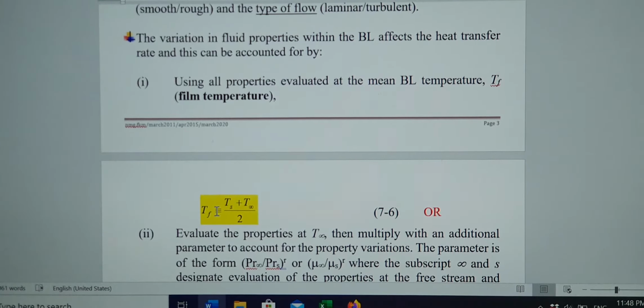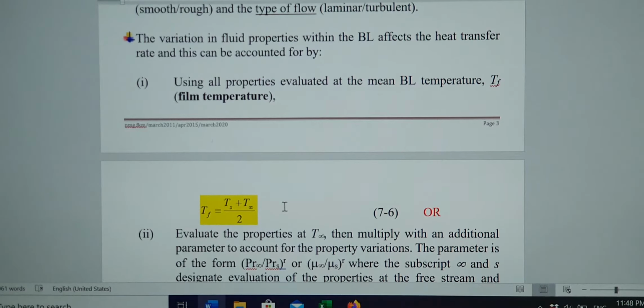Film temperature is when you are given the surface temperature and the free-stream temperature, and you take the average of that, and you obtain your thermophysical properties at that film temperature. Don't forget your assumption that these thermophysical properties obtained at the film temperature are assumed constant throughout the plate where you analyze your heat transfer.